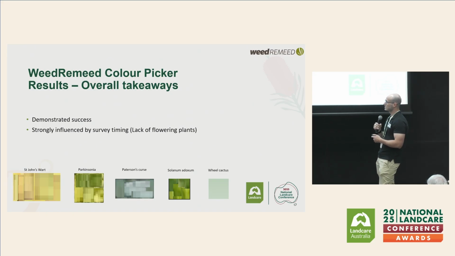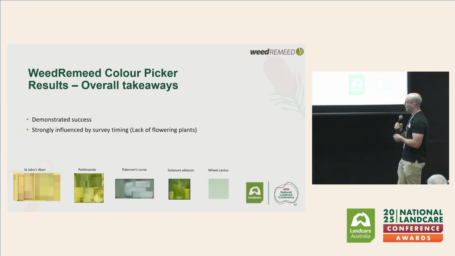So I guess you can see issues with the colour swatch system straight away. If you're comparing a green Solanum adoxum on a green grass background, the colour swatch system isn't going to be useful for that plant. But if we're comparing a yellow flower to a green background, it's going to be successful, which is what St. John's Wort was. And Wheel Cactus is a cactus. The background is pretty dry and it's basically a brown background. So Wheel Cactus had great success as well.